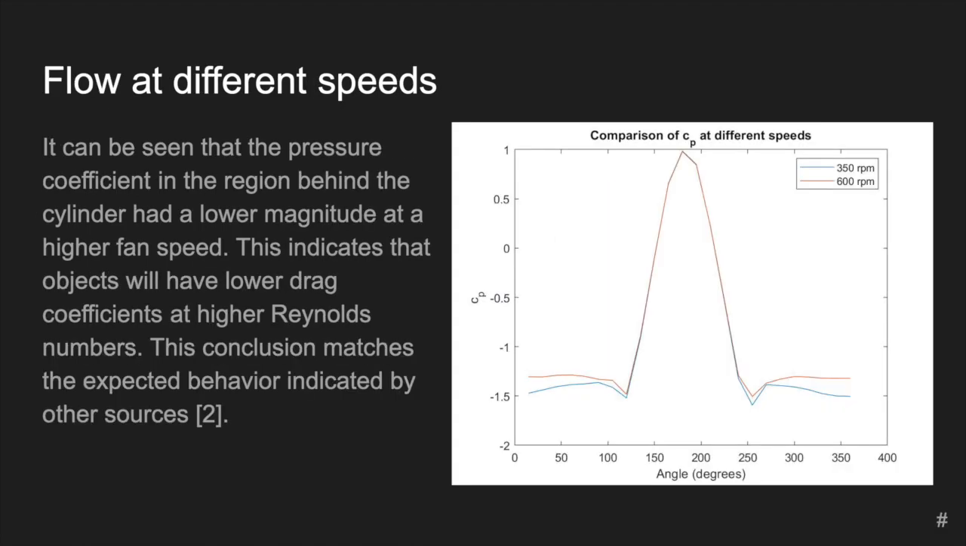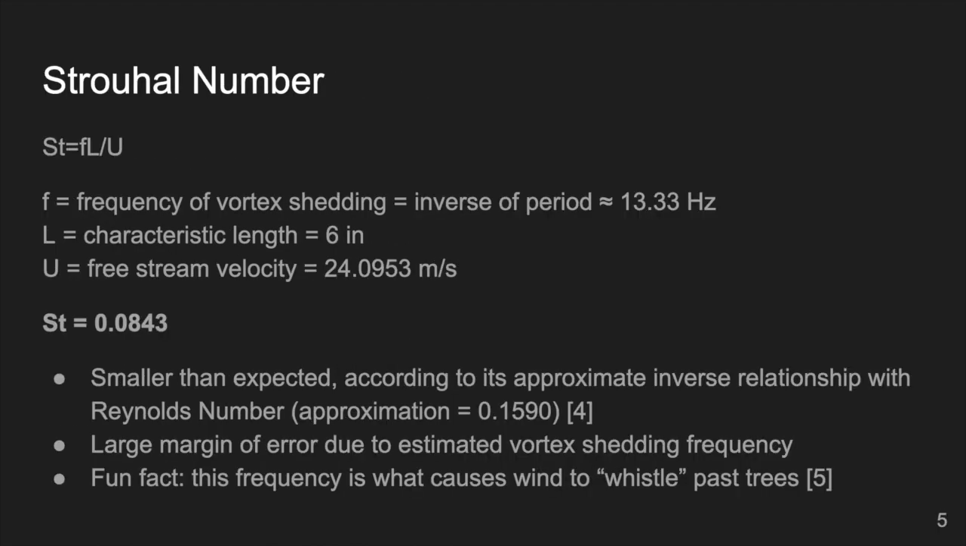Comparing pressure coefficients at different speeds, it can be seen that the pressure coefficient in the region behind the cylinder had a lower magnitude at a higher fan speed, and thus a higher Reynolds number. This indicates that the object will have lower drag coefficients at higher Reynolds numbers. This conclusion matches the expected behavior indicated by other sources.